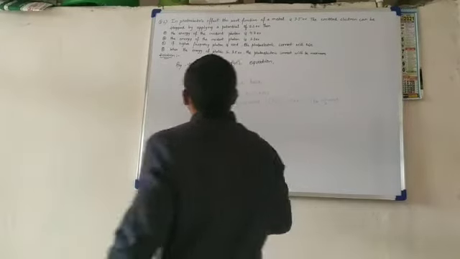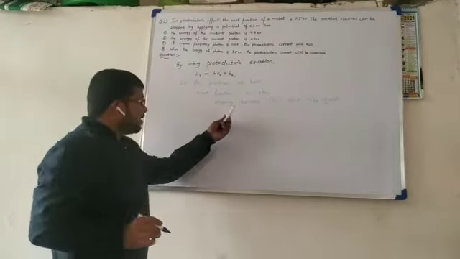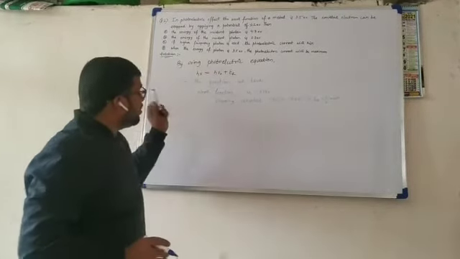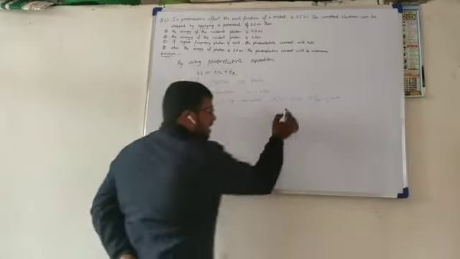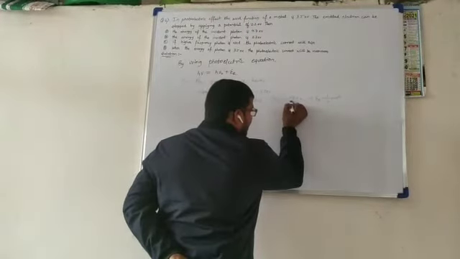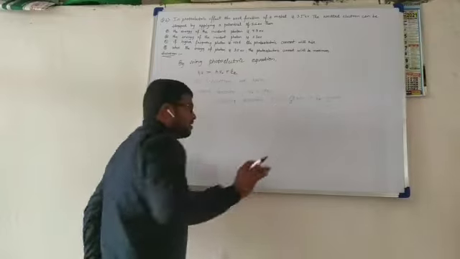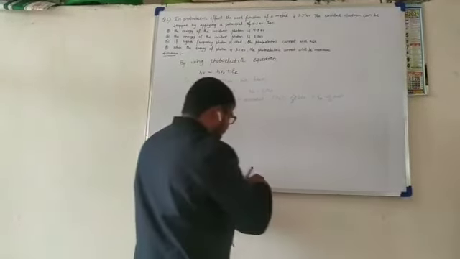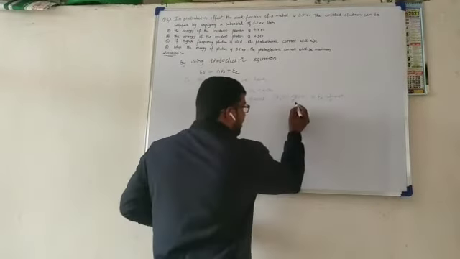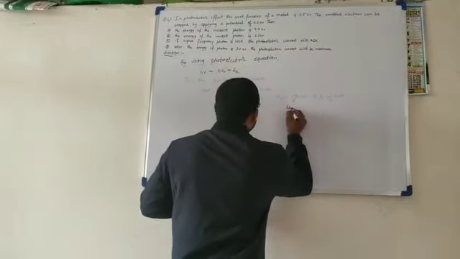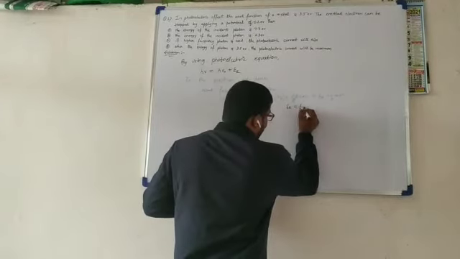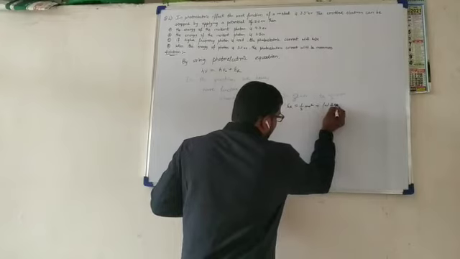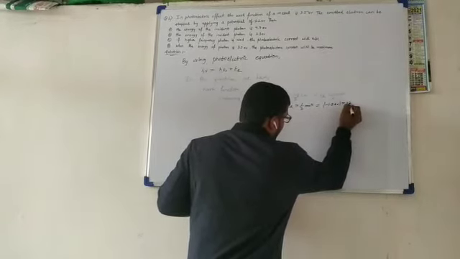So in this question we apply the stopping potential opposite to the current. This negative sign represents that the stopping potential is applied in the reverse direction of the current. So here we will take the magnitude. Half m v square equals the magnitude of minus 1.2 electron volt, that is 1.2 electron volt.